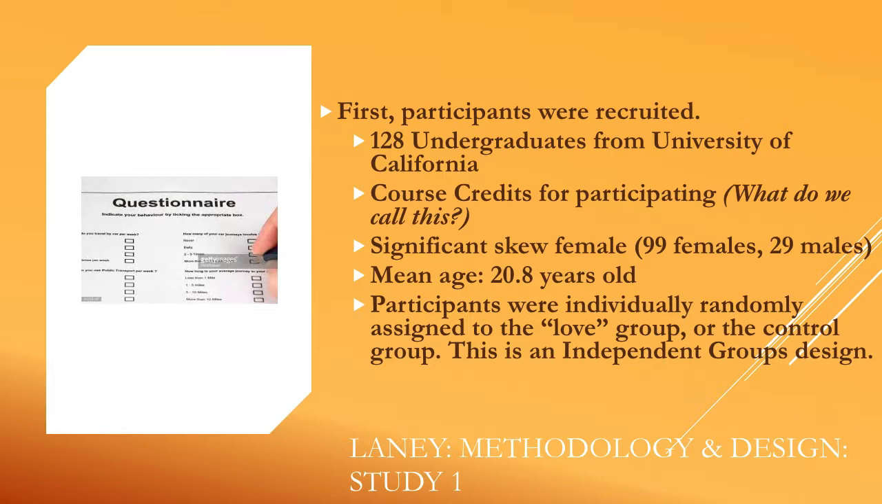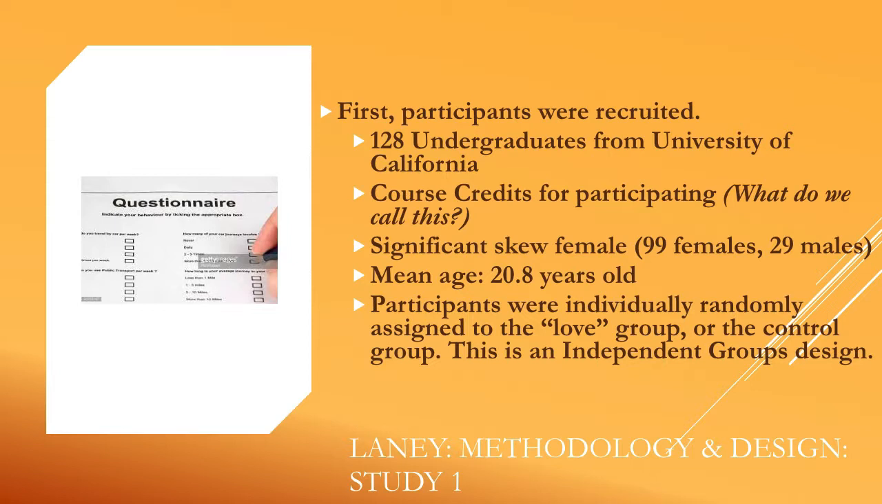So let's talk about our participants for this aim 1 part of the experiment, aim 1 or study 1. We recruited them. 128 undergrads, University of California. They are getting course credit for participating, so we would call that an incentive, okay? That's the incentives we always talk about. If you're going to be part of a study, you have to get something for your time. So the course credit is the incentive in this case.